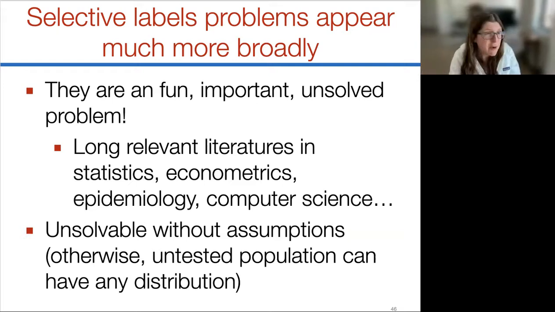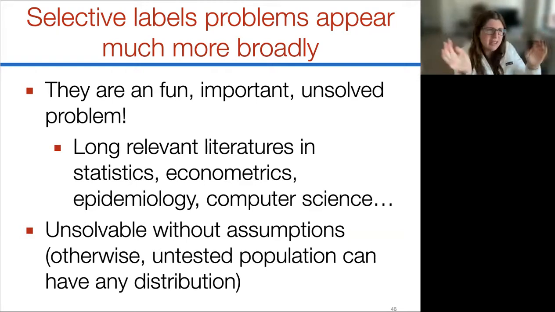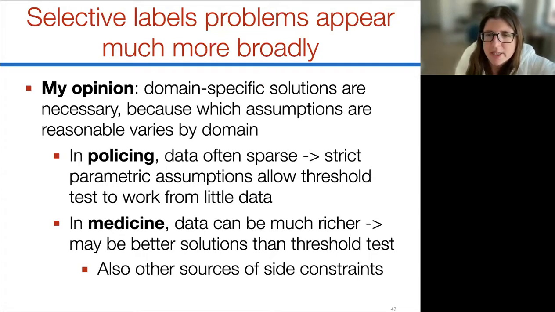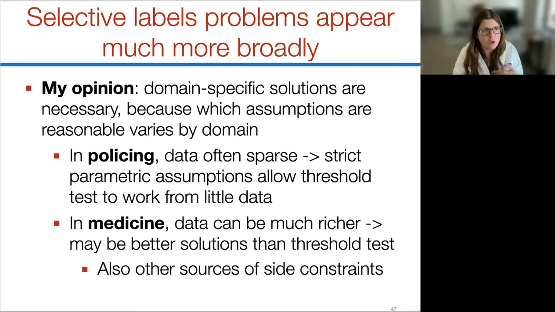In particular, this problem is unsolvable without further assumptions. Why? Because otherwise the untested people, they could all be true positives, they could all be true negatives. You just don't know, right? In my opinion, and based on thinking about this problem for a while, domain-specific solutions are probably necessary because which assumptions are reasonable will vary by domain. So in policing, you often don't have a lot of data, sometimes you only even have aggregated data. You don't even have individual data.